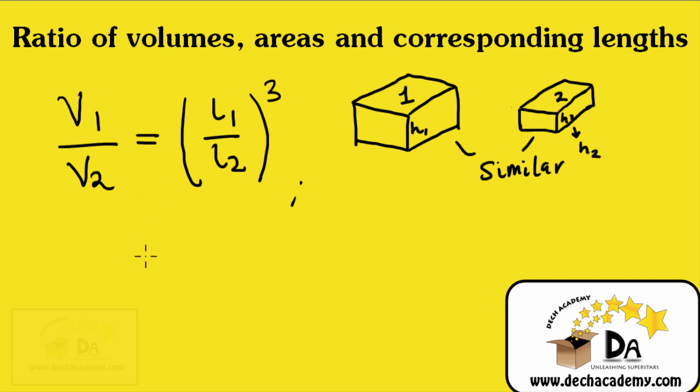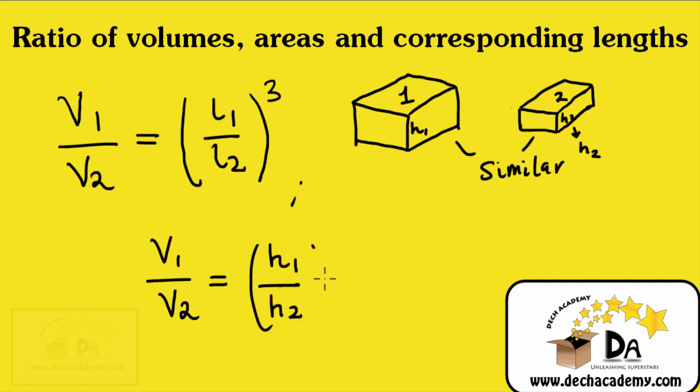The ratio of the volumes of the two cuboids is given as follows. The volume of cuboid 1 divided by the volume of cuboid 2 is equal to the height of cuboid 1 divided by the height of cuboid 2, all cubed. I use L1 and L2 here just to refer to a linear measurement such as the height.